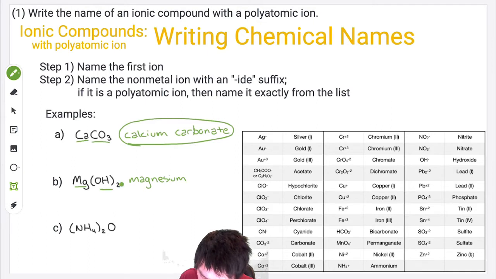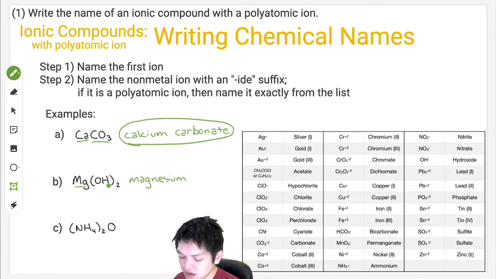What about this? What is this whole thing right here? Well, this parentheses is just showing you that there are 2 of these OHs. Now, what is an OH? If you look at the periodic table, you won't find capital O, capital H, because these are 2 separate elements. So this must be a polyatomic ion.